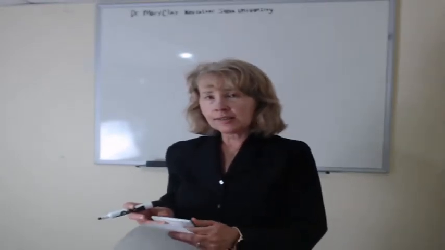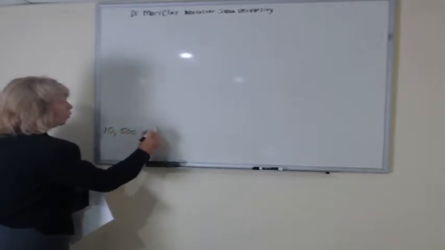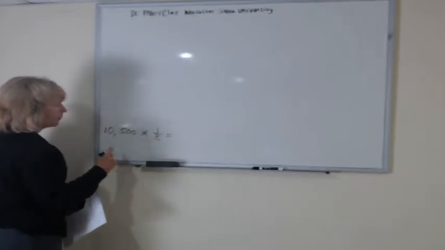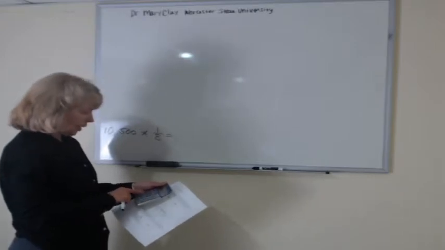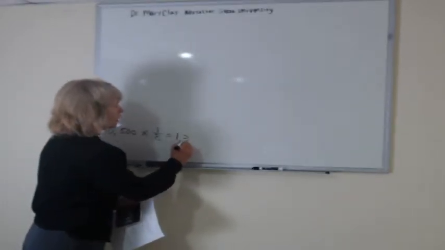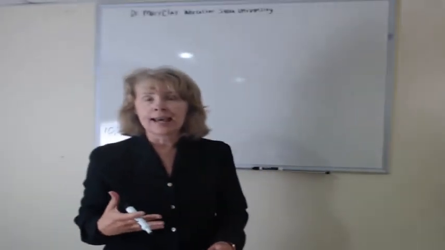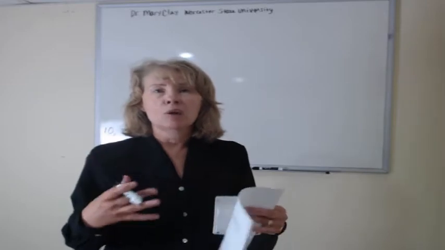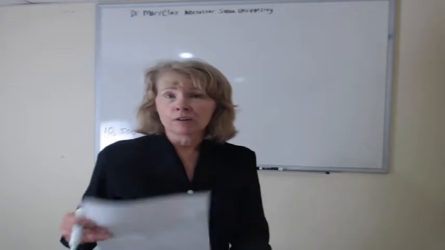So you grab your calculator and you take 10,500 times 1/8. You multiply that out, 10,500 times 1 divided by 8 equals 1,312.50. That is what we will adjust the account. So some of the prepaid rent has now been used. The tenants have maybe lived there for a month.